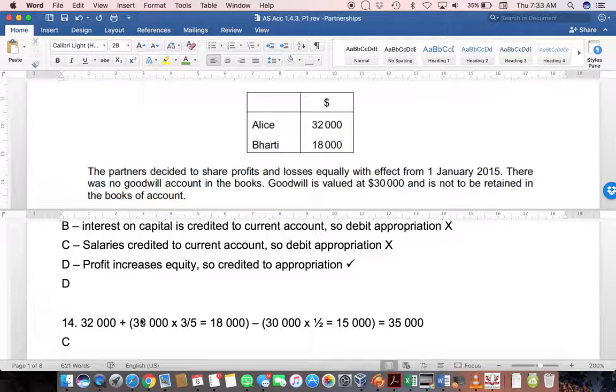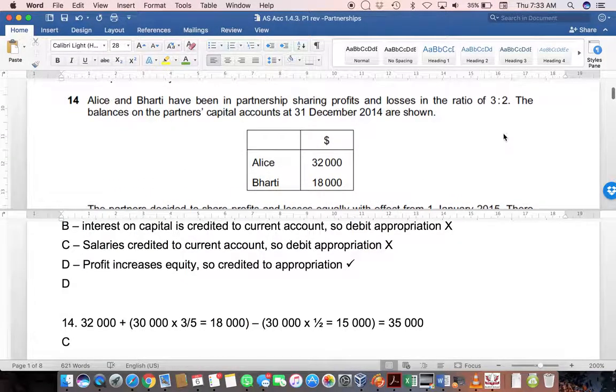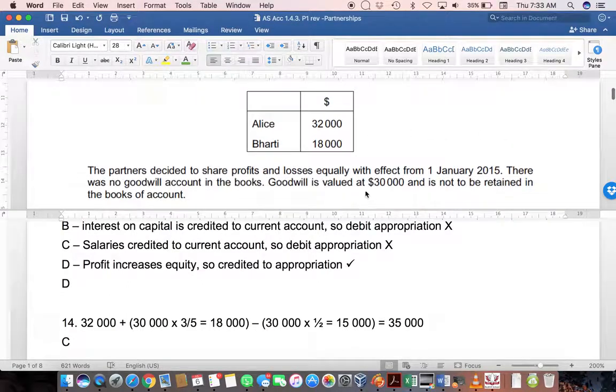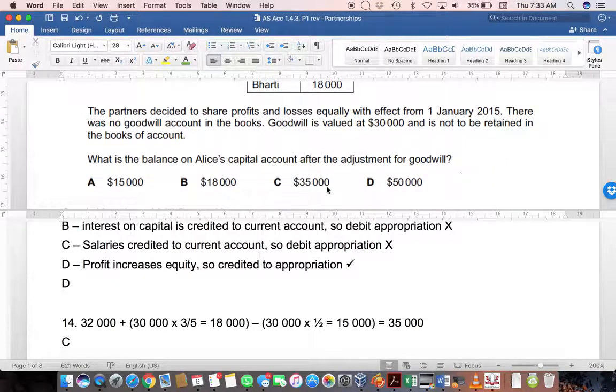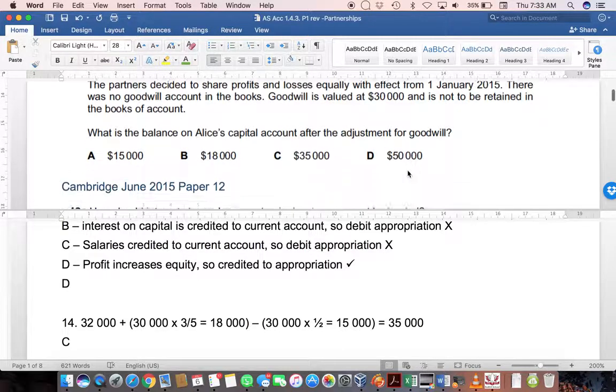This makes sense because in the old ratio, she benefited from a larger share, and so she needs to benefit from a larger share of that goodwill, even though it is being put in and then removed. She is actually benefiting from a little bit more before they move on to the equal sharing of profits. So 35,000 is the answer you are looking for, and when you look at the options given, you will choose C.